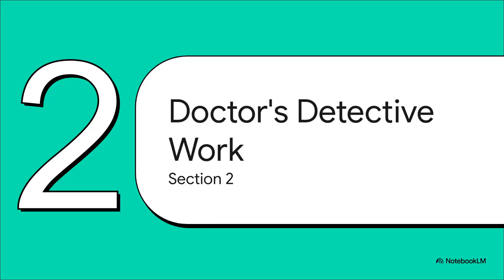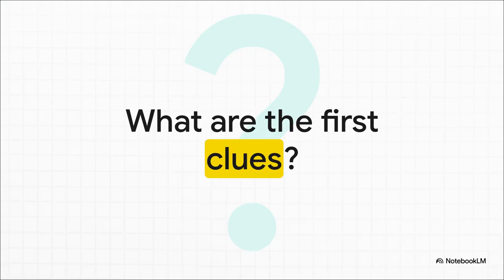So, now that we kind of know what we're looking for, how is it actually identified? Well, this brings us to the next phase, the doctor's detective work. Let's dig into how clinicians start looking for clues to understand what's happening with our young plant. So where does the investigation even begin? Well, like any good detective, a doctor starts by gathering evidence.